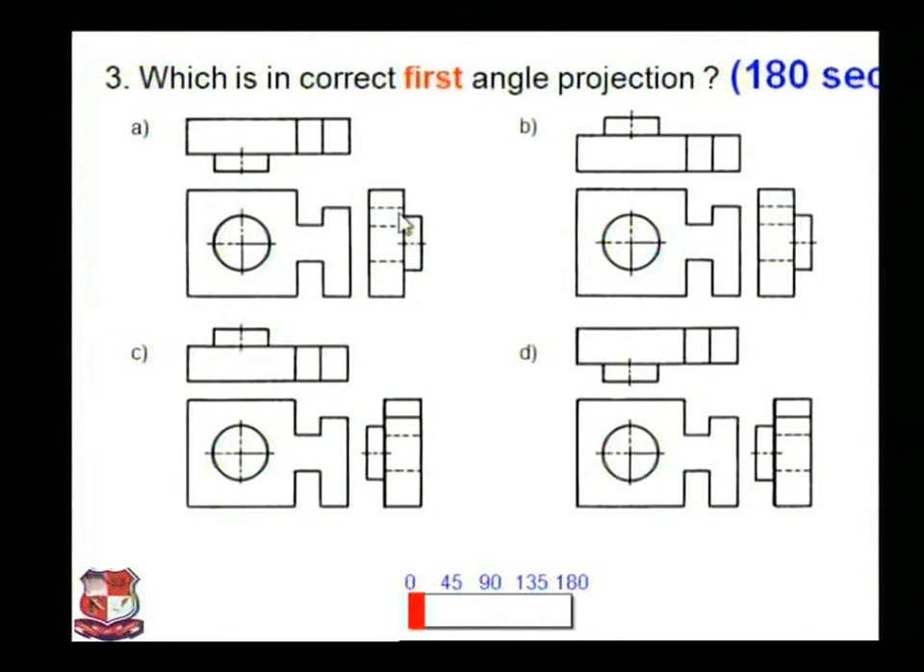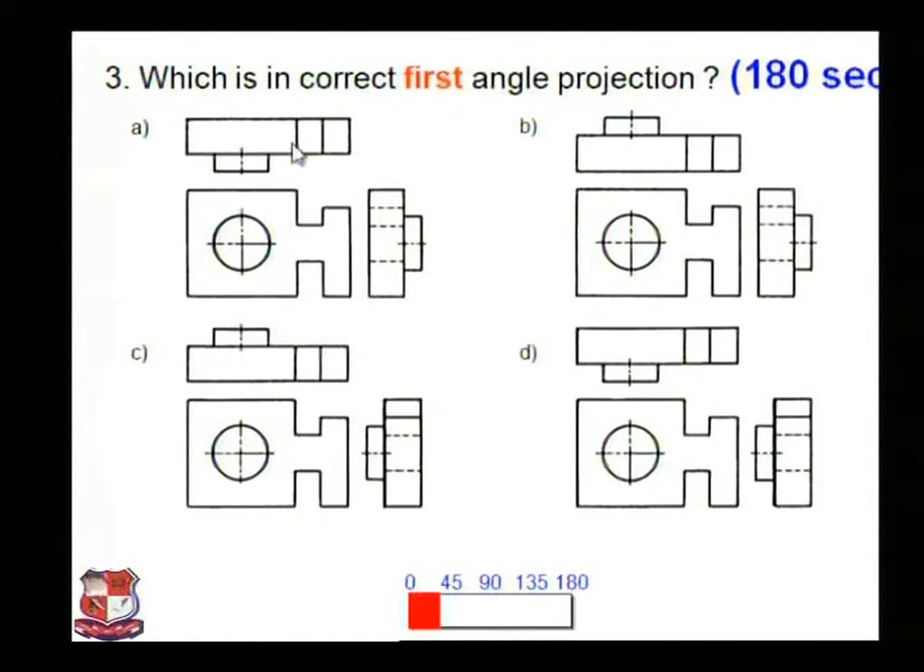this dotted line is drawn. So in first angle projection method, this edge would not be visible to us. So if you look from here, this would be dotted line, this is dotted line, and this is also dotted line. So this could be the first angle projection method.